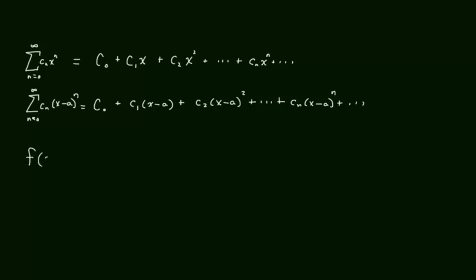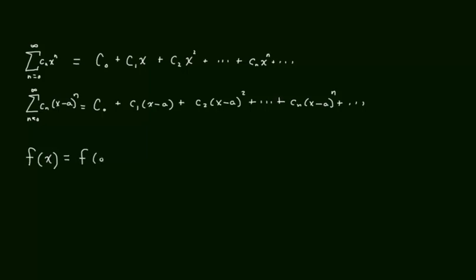Then the most amazing part of the unit. This is crazy. f of x, now as long as f has continuous derivatives of all orders. Now what does that mean? Well, it has a first derivative and a second derivative and a third derivative, etc., etc. Then f of x can be written as follows.